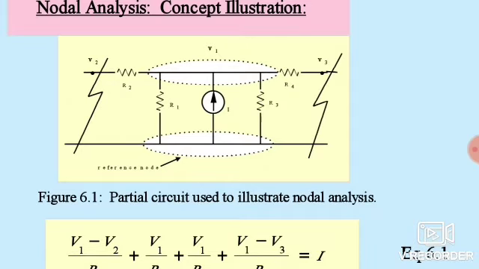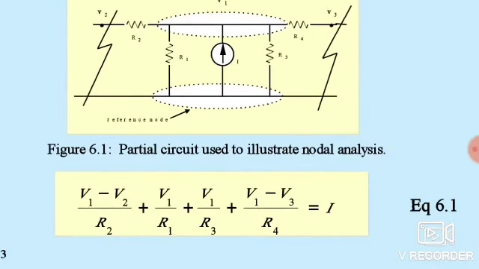Between the nodes V1 and V2 there is a resistance R2. For this resistance R2, the current equation is, according to Ohm's law, V by R. Across this resistance the voltage is V1 minus V2, since we are taking node 1. So (V1 minus V2) divided by R2 is the current flowing through the resistance R2.